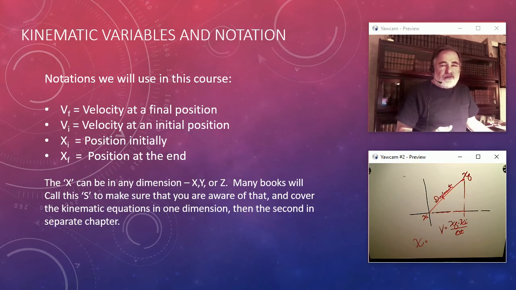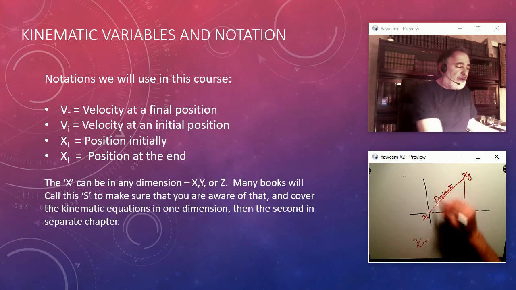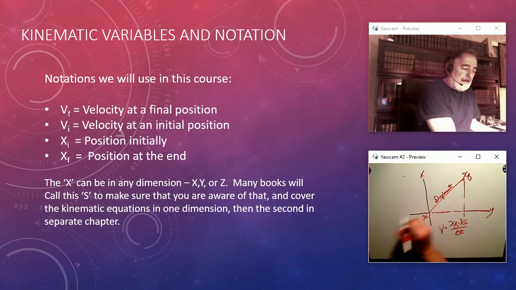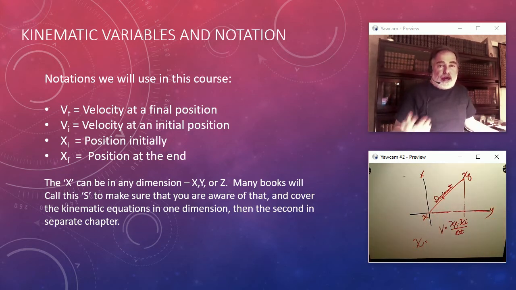And just to make sure that you're aware that kinematics in one dimension, second dimension, we're going to cover it in a separate chapter. But we're talking about X being a displacement. And it can be in any direction. This could be X and this could be Y. And we can do the kinematic equations that we're going to see later on in terms of X, Y, and it could be in Z.